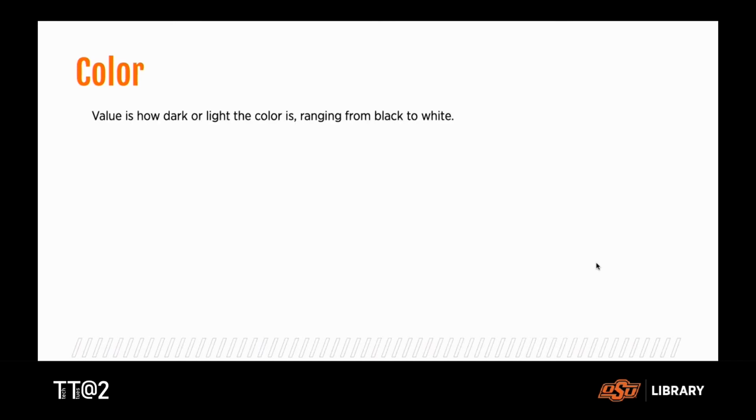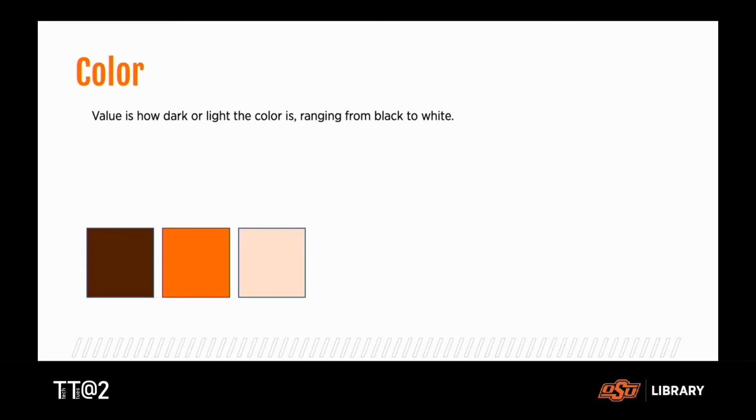And then value is how dark or light the color is, ranging from black to white and all the other values in between. For example, this right over here is kind of more of a brownish hue thanks to its leanings to black. And then this one is a much lighter orange because of all the white that's been added.